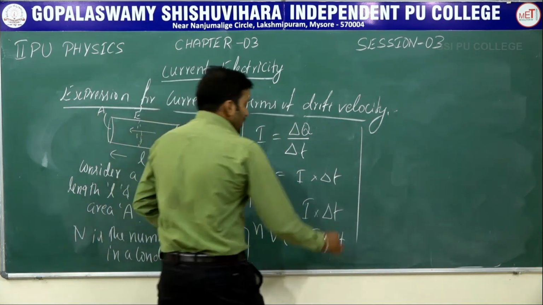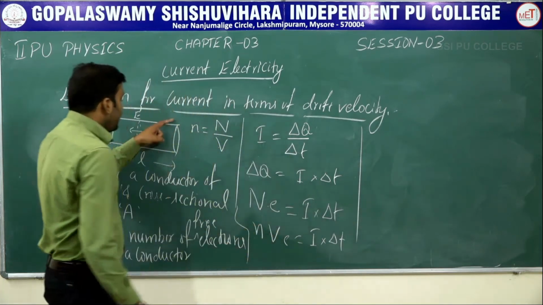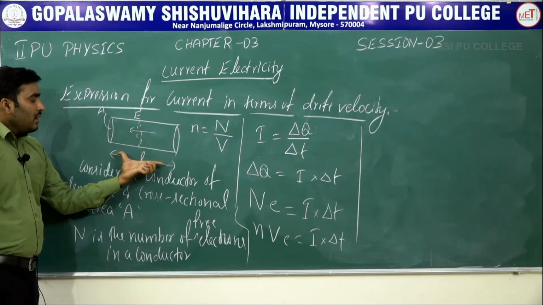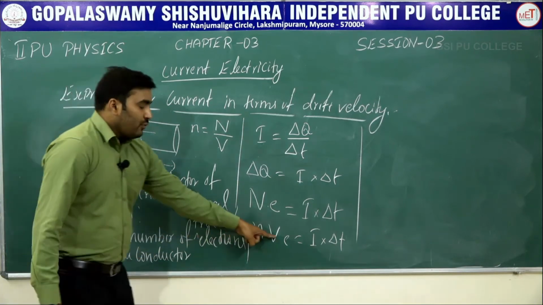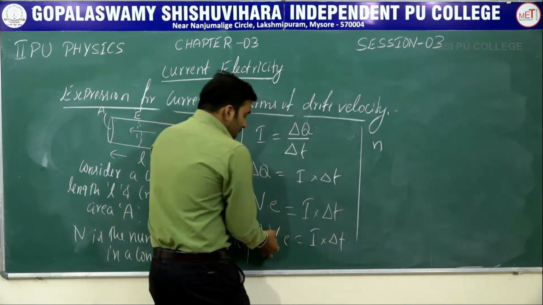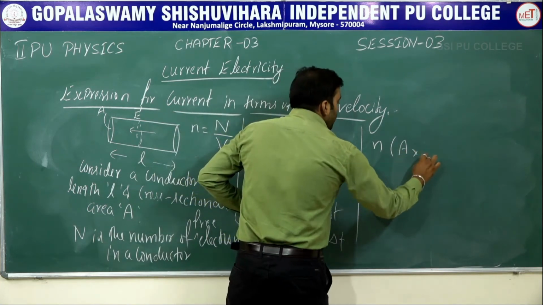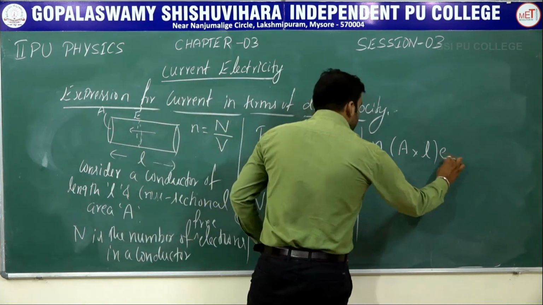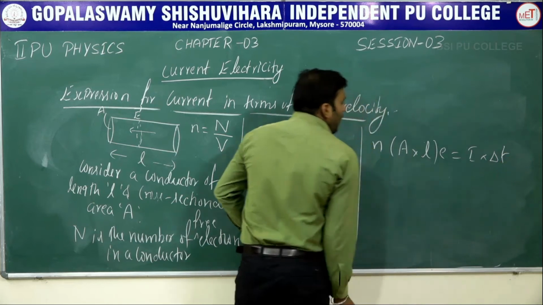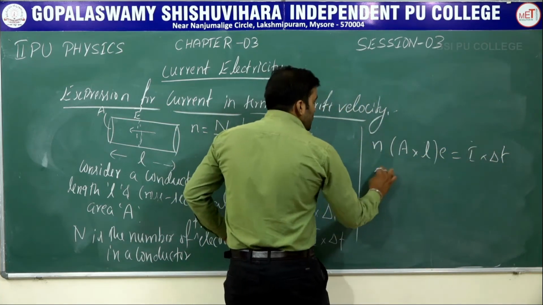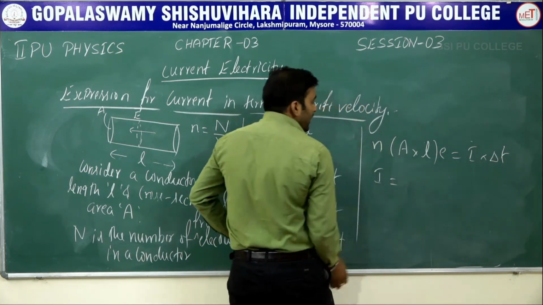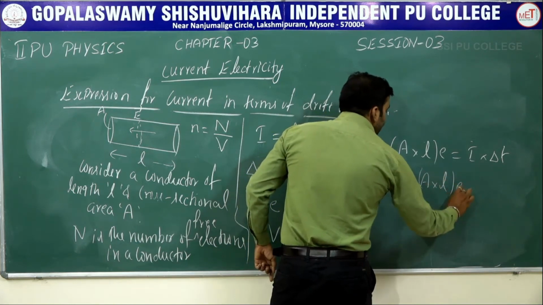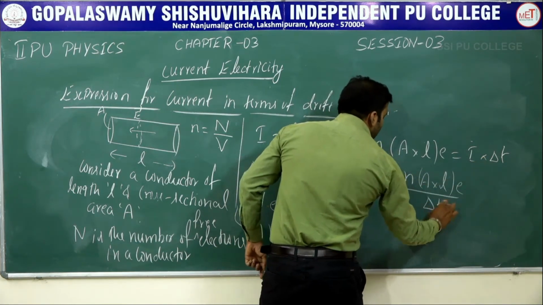Now slightly rearrange them. I will write this V as the volume of the conductor. This is a cylindrical conductor, so area of cross section into length gives the volume of the conductor. So I will write this V as A into L. So n A L e is equal to I into delta T. Now I will write the equation for only I. So I is equal to, taking this delta T to the denominator, n A L e divided by delta T.